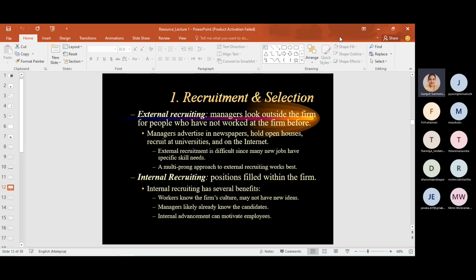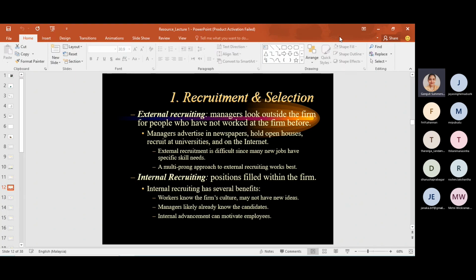A multi-prong approach means trying various options at the same time, trying various options simultaneously. So if you hold interviews, if you recruit at universities, if you post on the internet, so if you do all these three things simultaneously at the same time, this is a multi-prong approach. It is an approach that you can follow for external recruiting.